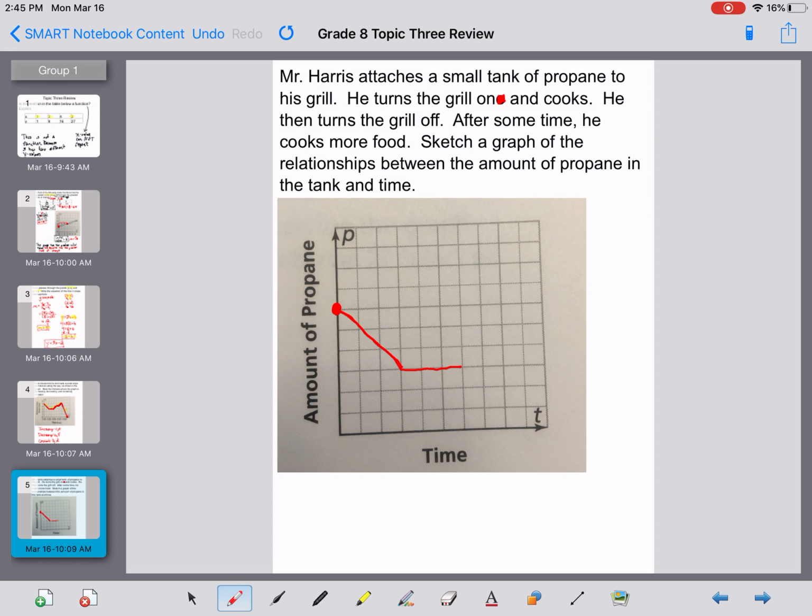He then cooks some more food. Again, we don't know for how long, we don't know how much propane he uses, so I just have to show that my graph goes down. Your graph can stop right here. It doesn't say that he stops cooking, so we're not going to include a constant part here. If we have our graph go all the way down to the bottom, that's okay, but we don't have to because it doesn't tell us that he uses all of the propane. So since there's no numbers, we just have to show that the graph is decreasing, then remaining constant, and then decreasing again.